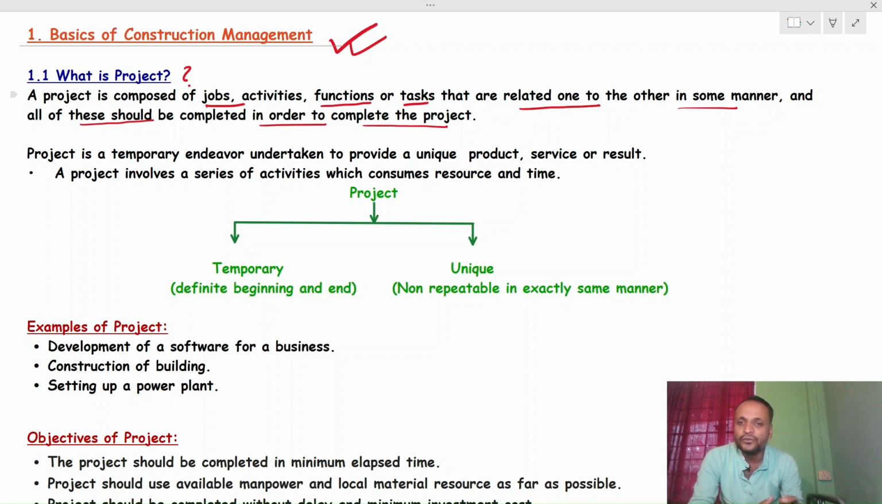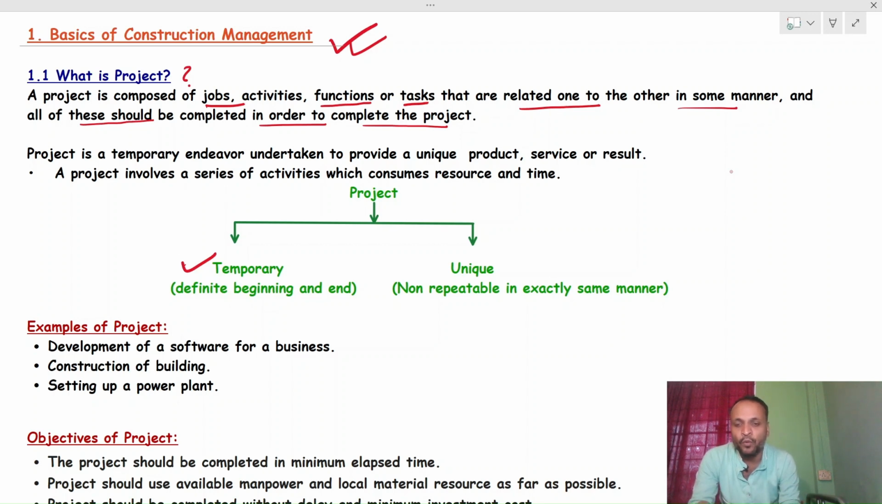Okay, so there are two types of projects basically. First is temporary and second is unique. Temporary means repeatable type of project, those projects that are repeatable during a period of time. Unique is unique work. The temporary projects are those like construction of bridges, construction of buildings, construction of dams. So these are temporary, or you can say repeatable, projects.